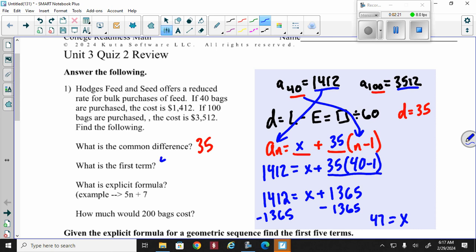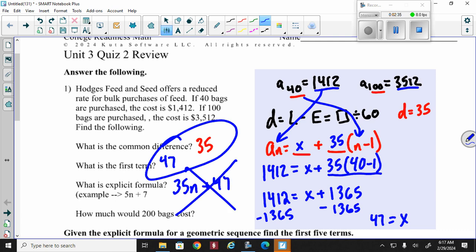Okay, 47. Now, when it says what is the explicit formula, guys, I cannot tell you how many people do this. They take these two numbers and they go, oh, 35n plus 47. That is so wrong, it's almost right again. All right, that's how wrong it is.